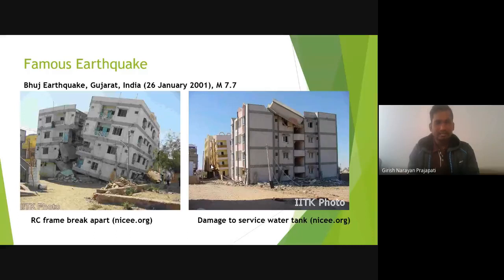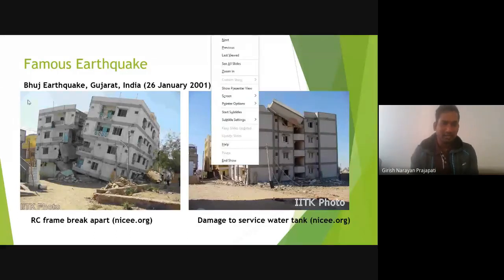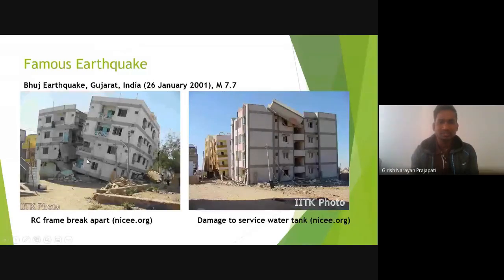The magnitude was 7.7, and you see even our RC frame structures, which are the strongest structures, which have the ability to sustain earthquakes, still get damaged. And this is one service tank which is above our building. The service tank is above the building.